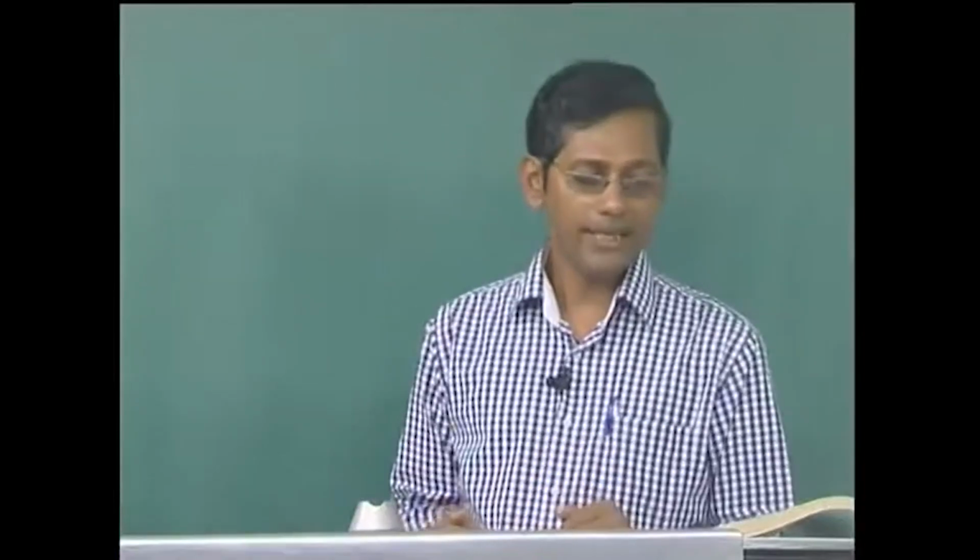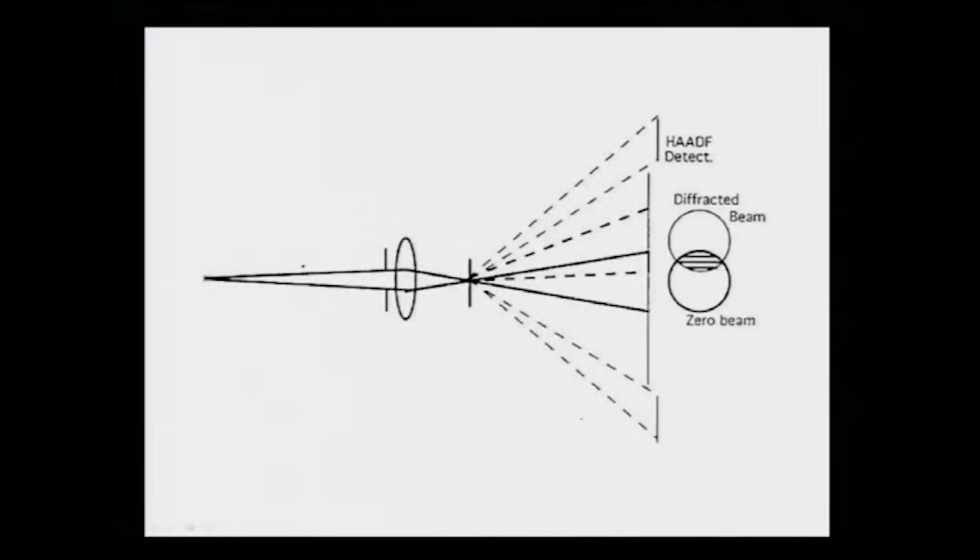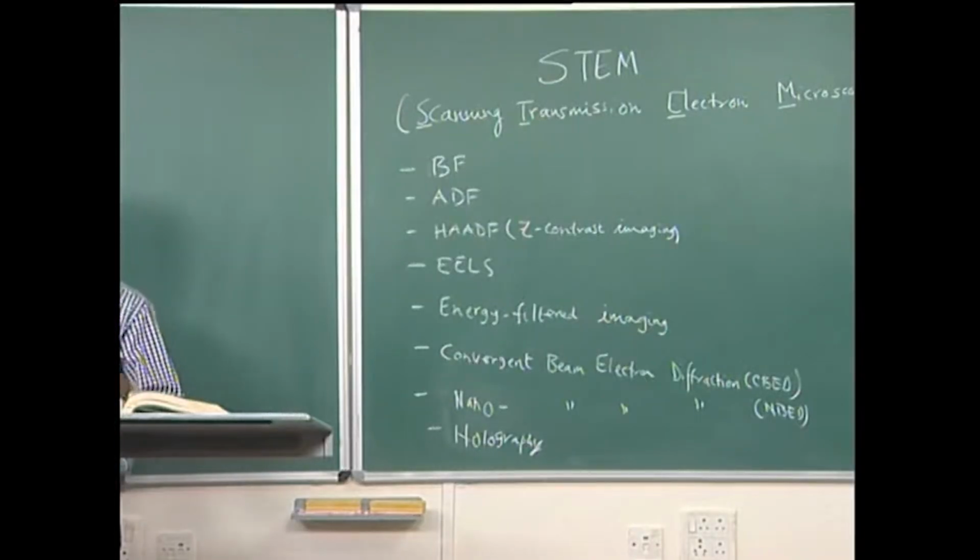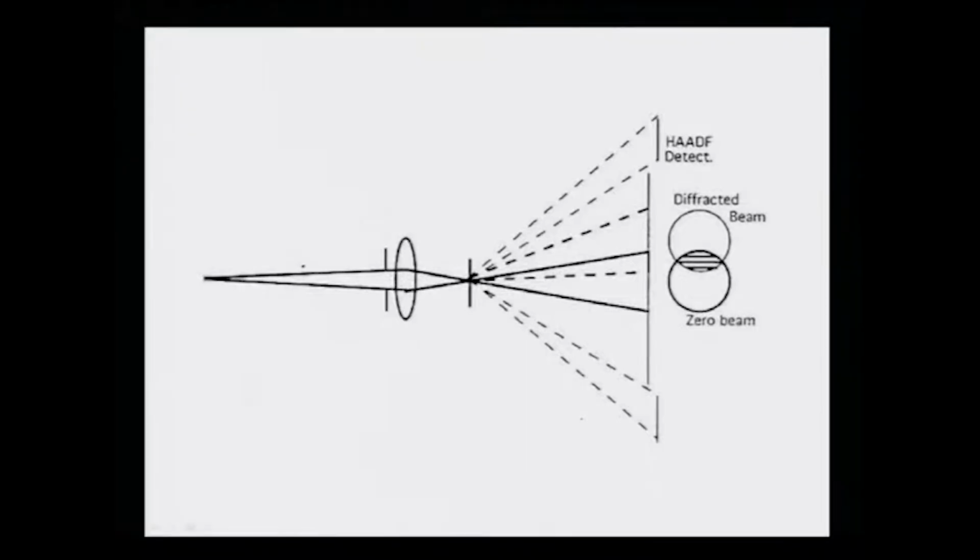In STEM, several detectors can be used simultaneously to produce images from the different signals coming out from the sample. So, there is a variety of STEM detectors available, which I have listed here, to obtain different signals other than bright field and dark field.